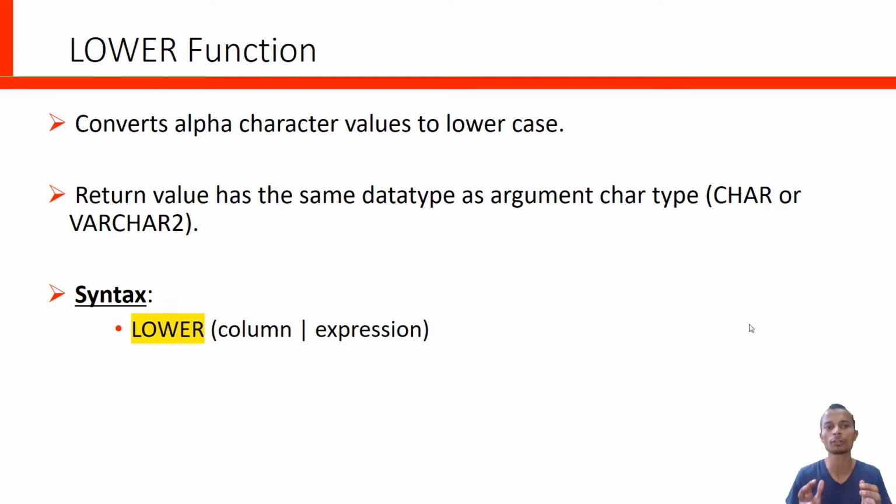Let's initiate with the LOWER function. It converts alpha character values to lowercase. The return value has the same data type as the argument char type, that is CHAR or VARCHAR2. The syntax to be followed is the keyword LOWER and passing the column or expression as a parameter. Let's have a look at a few examples of the LOWER function.